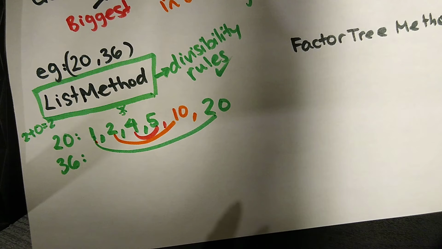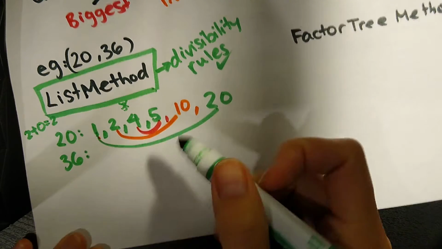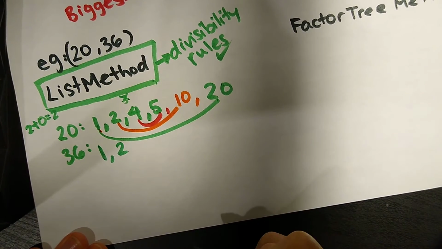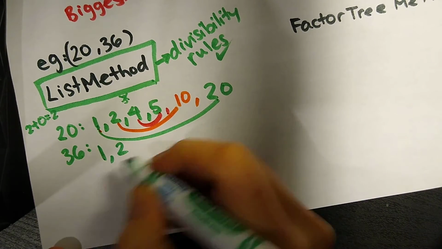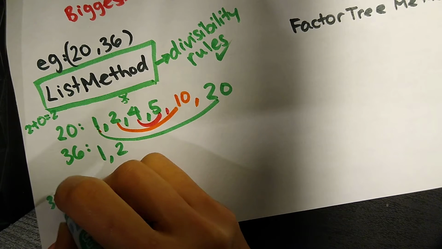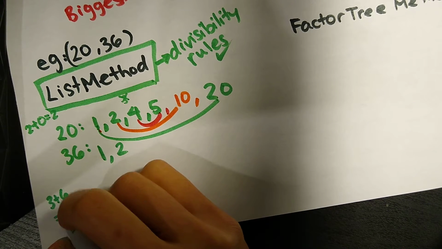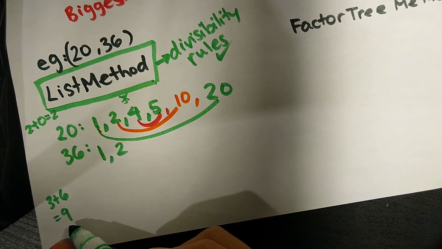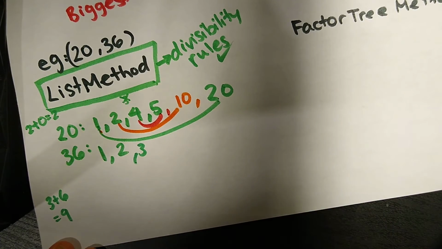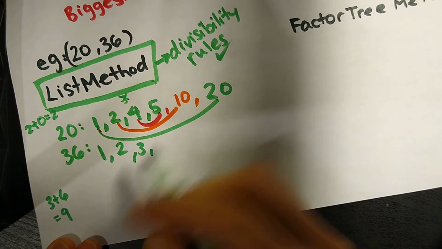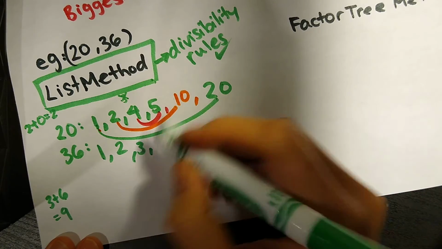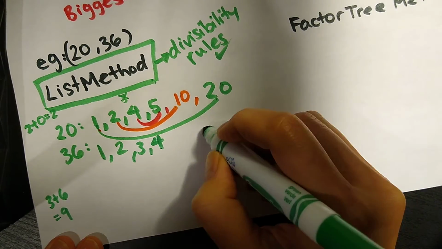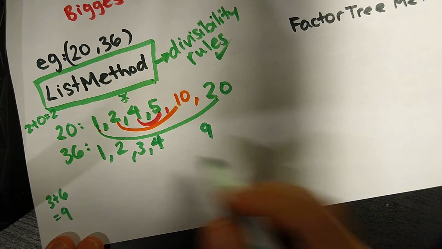Let's do the same method to find the factors for 36, starting with 1, of course, followed by 2, because 36 is an even number. 3, this is where we can use the divisibility rule for 3. 3 plus 6 is 9. So if you didn't know that 36 was divisible by 3, you know that 9 is. So that means 3 is a factor of 36. 4, the last 2 digits are divisible by 4. And we know that 4's factor pair is 9. So let's just write it over there for now.